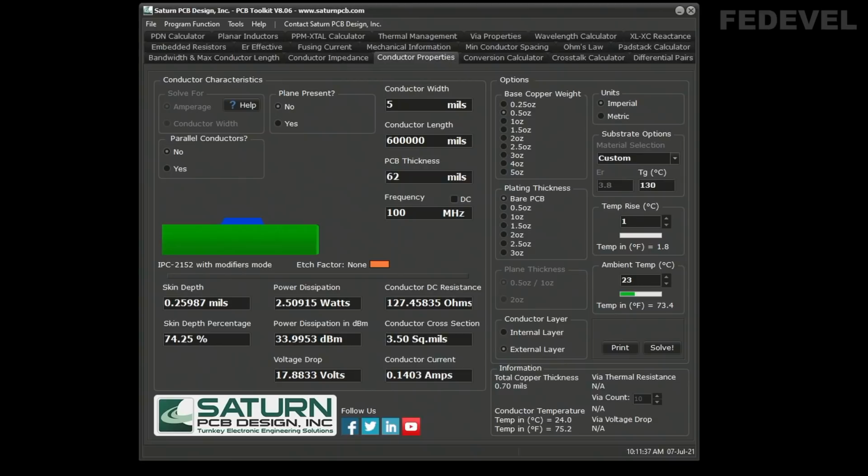Okay, let's talk about the crosstalk calculator. This is an interesting one because, sure.